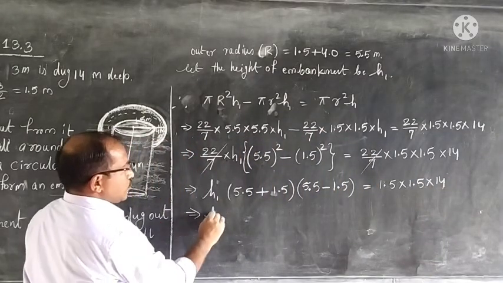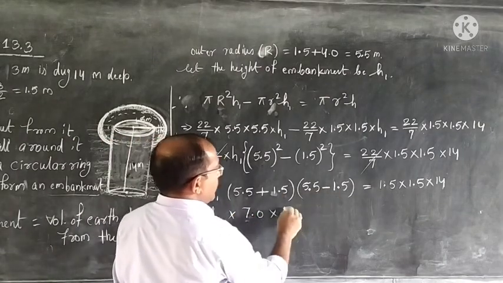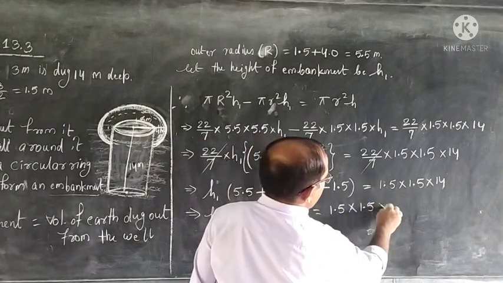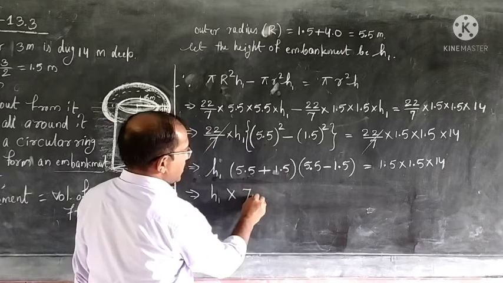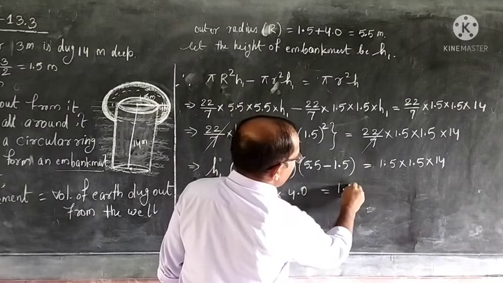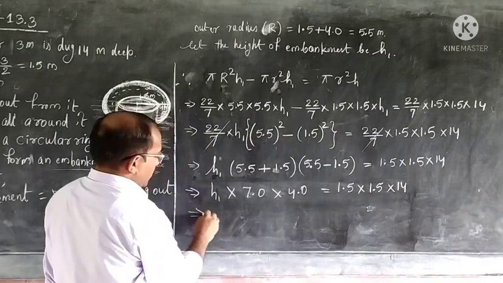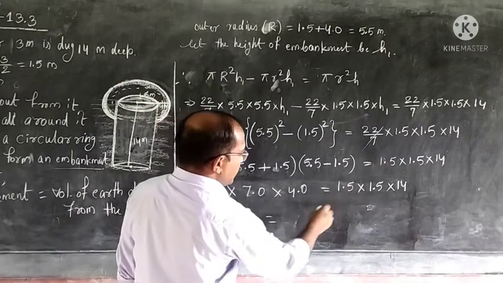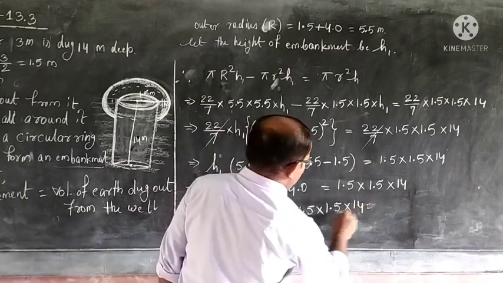Now, easily we can add these two numbers, h1 into 7.0 into 4.0 is equal to 1.5 into 1.5 into 14. We get 7.0 into 5.5 minus 1.5, that is 4.0, is equal to 1.5 into 1.5 into 14 in the RHS. Then we take these numbers to the RHS. Now, we have to find the height of the embankment, that is h1 equal to 1.5 into 1.5 into 14 by 7.0 into 4.0.